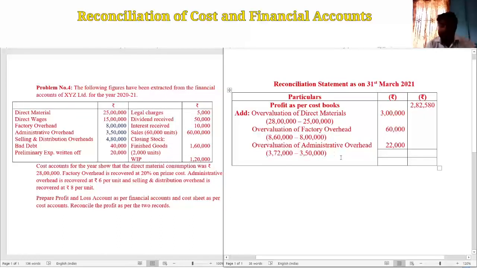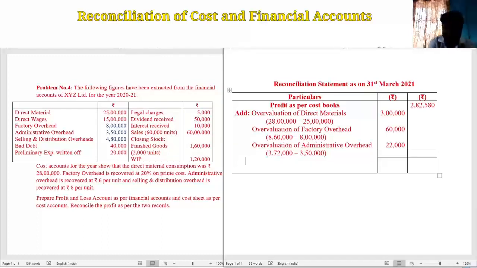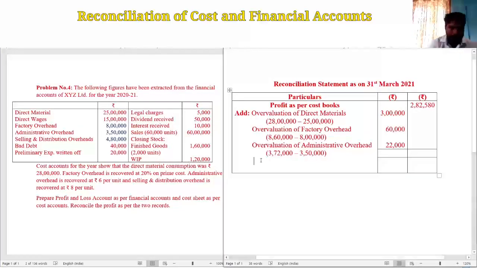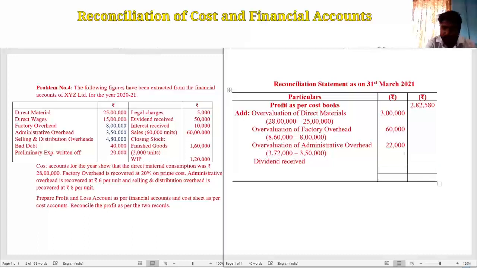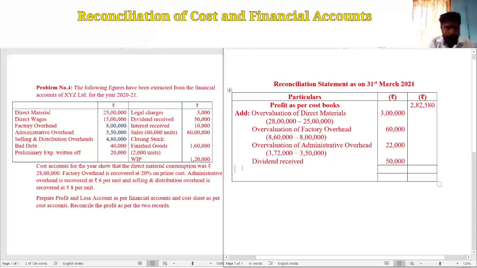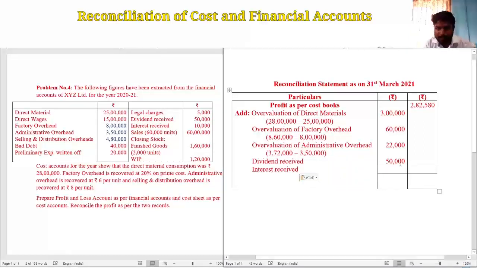Dividend received is a financial income. There it is included. Now here also it should be included. We need to increase costing profit by dividend received 50,000. Then interest received. What is the amount of interest received? 10,000.